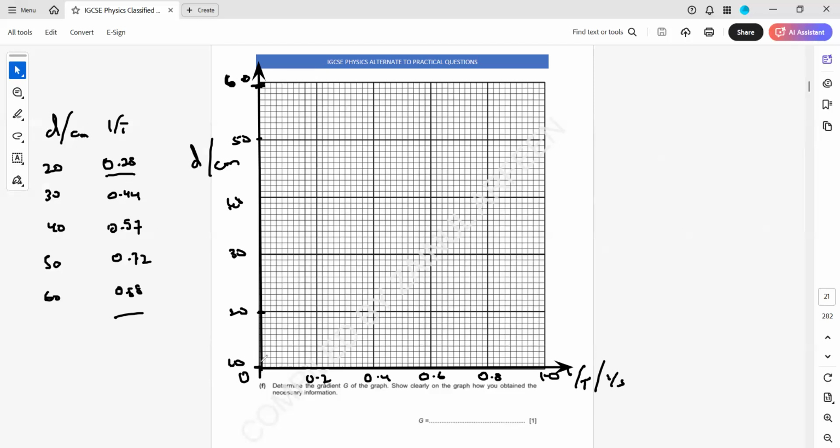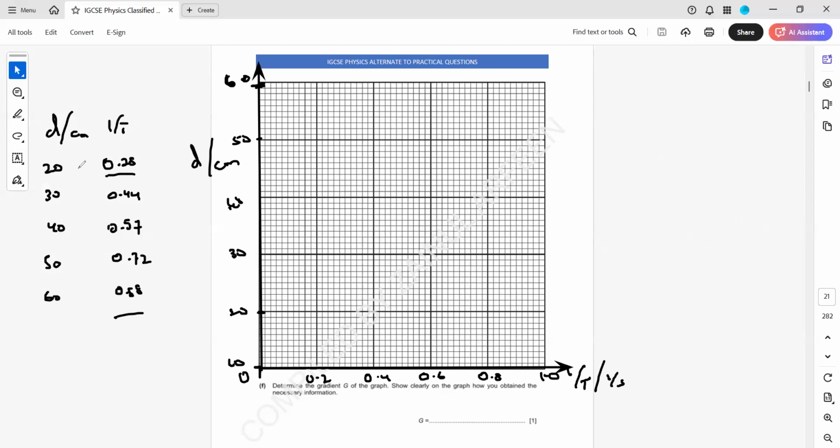So it's not that you have to start with the origin. You can start with any number. In some cases, some graphs, they specify your graph should start from the origin, so then you don't have any choice. But if they don't say, you can start your graph with any number which can cover 70% of your graph paper. Okay. Then we plot the results.